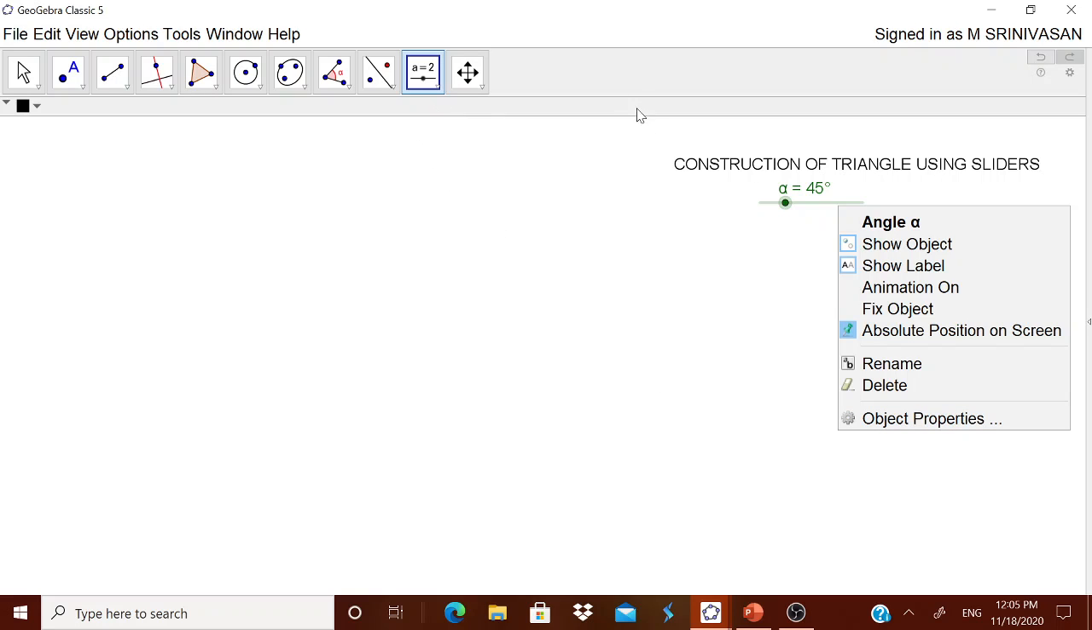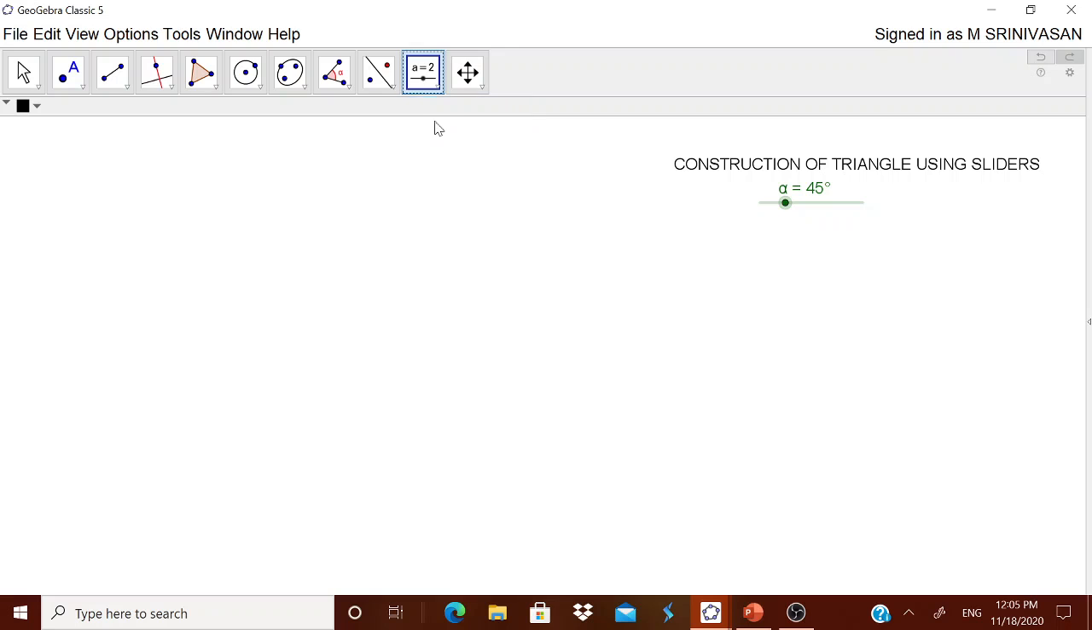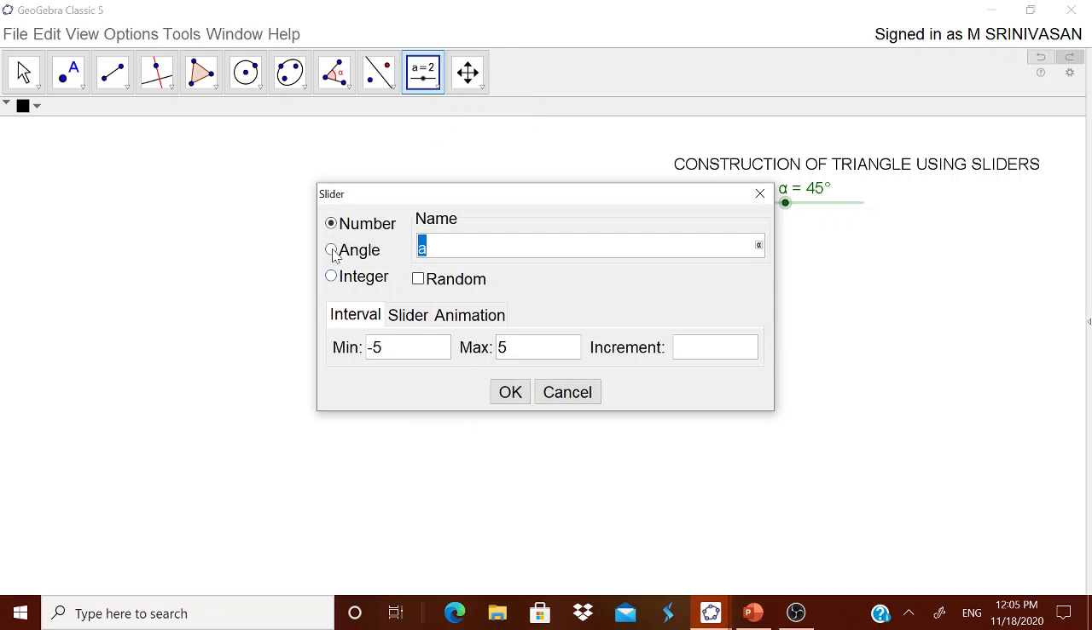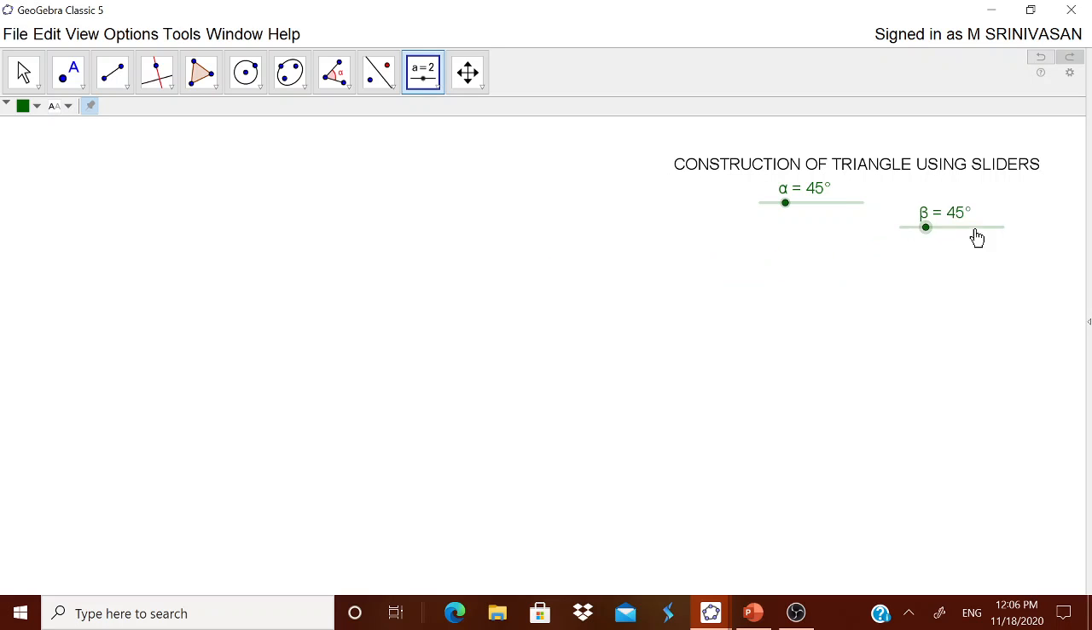Okay. Now let me go for one more angle. Again, the slider, when I put it, you see, when I take the angle once again, it takes beta immediately. So let me go for one, and let me have it also up to 180 degrees. Okay. Let me put it over here.